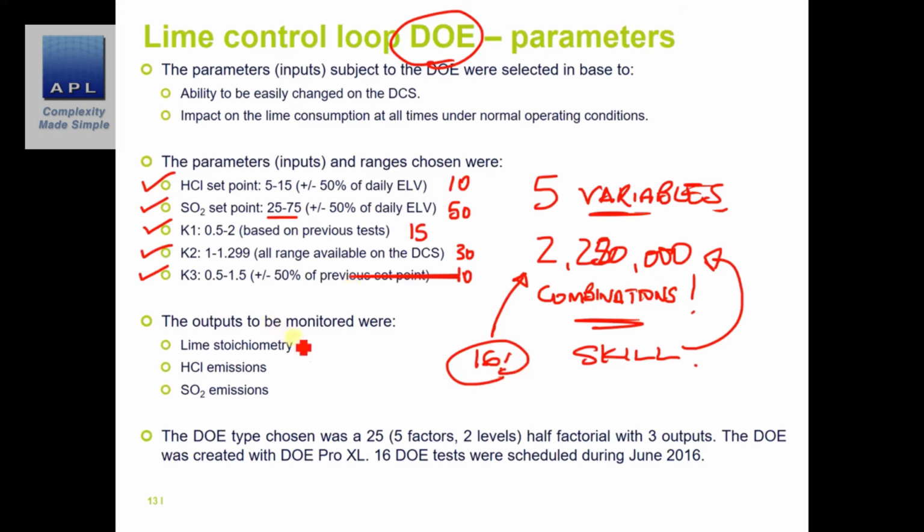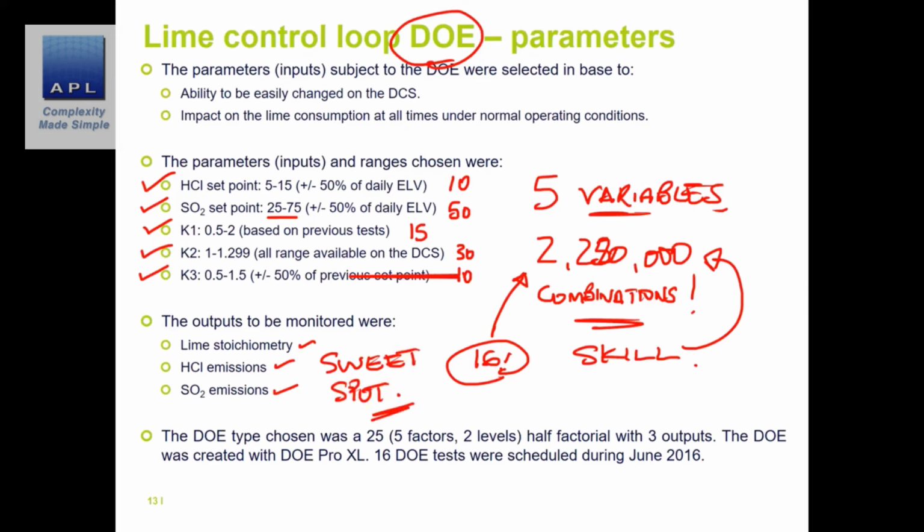And by the way, something that's really important about this test, we are looking for the sweet spot. Look, we've got lime stoichiometry, we've got HCl emissions and SO2 emissions. So yes, we've got to get the ratio of lime usage to lime needed to be right, but also, of course, we've got to keep the emissions in the right place. So we are looking for a sweet spot in those three outputs.